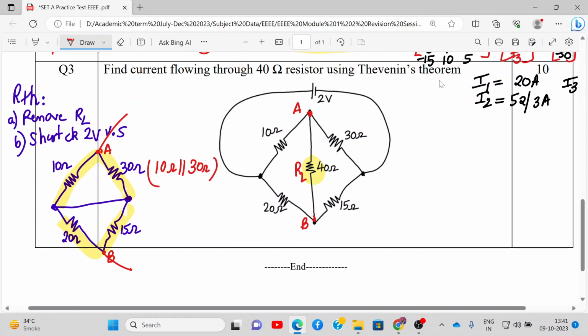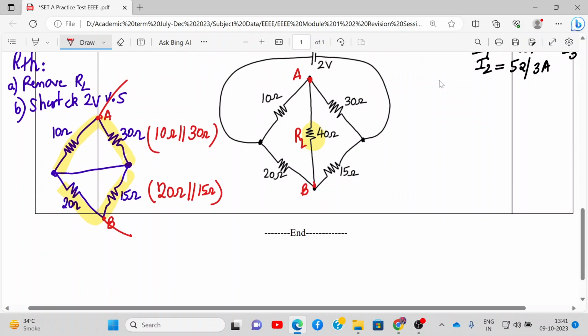All right, and here you will get it as 20 ohm parallel to 15 ohm. So if I redraw the network down, what do I get over here? 10 ohm parallel to 30 ohm will be around 7.5 ohm, and 20 parallel to 15 will be 8.5714 ohms.